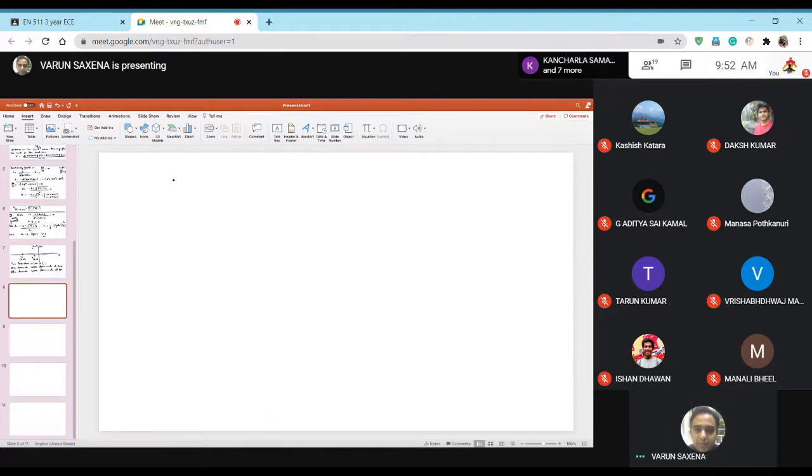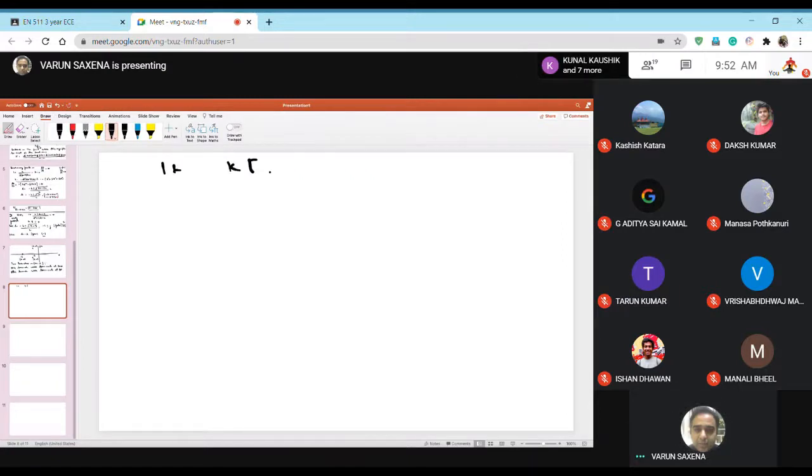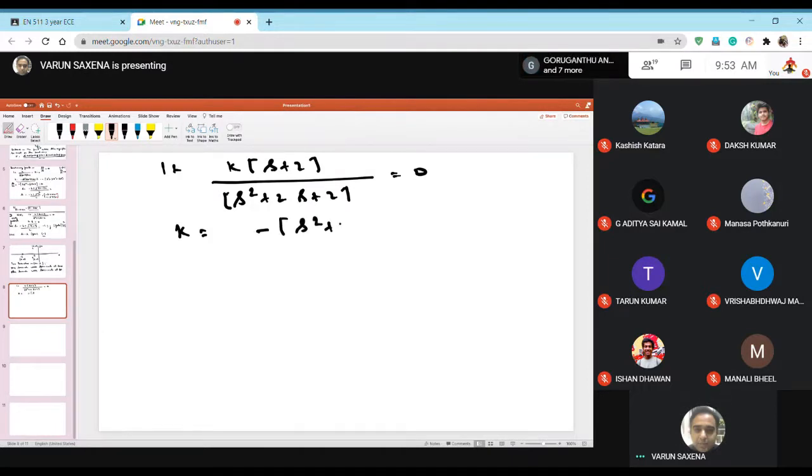So you have 1 plus k times (s plus 2) over (s square plus 2s plus 2), and this is equal to 0. So if you evaluate your k, then that comes out to be minus (s square plus 2s plus 2) divided by (s plus 2).